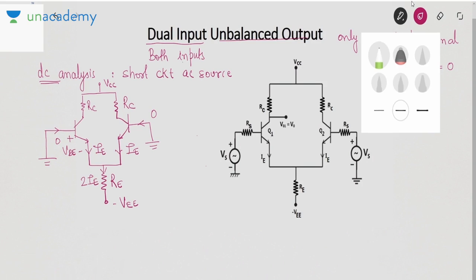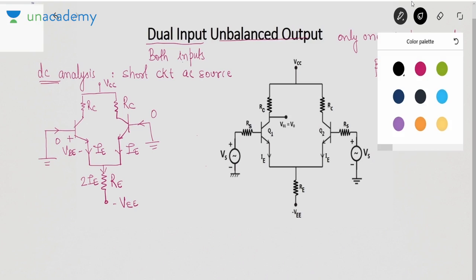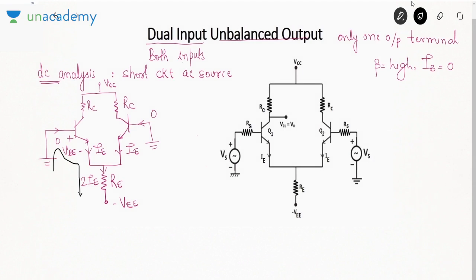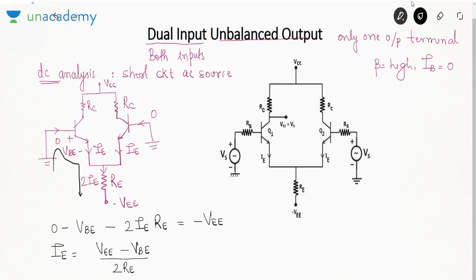Now suppose I apply KVL in the input loop. How will I apply KVL? Like this. So I'll write 0 minus VBE minus 2IERE equal to minus VEE. From this I can calculate IE as VEE minus VBE by 2RE. Okay, that will be the emitter current. Now we very well know that when base current is 0, the Q point emitter current is the same as the Q point collector current. Is it fine?